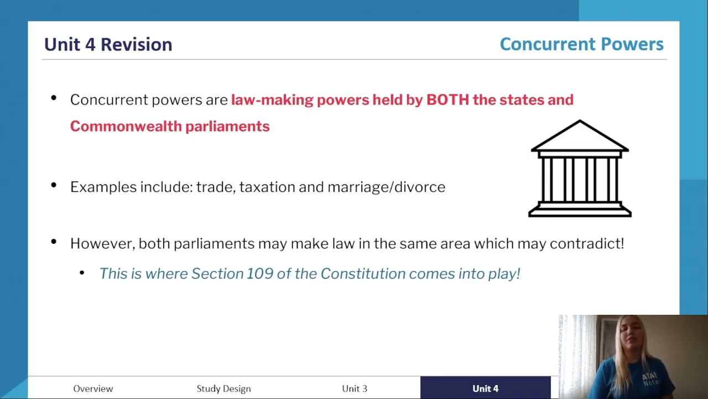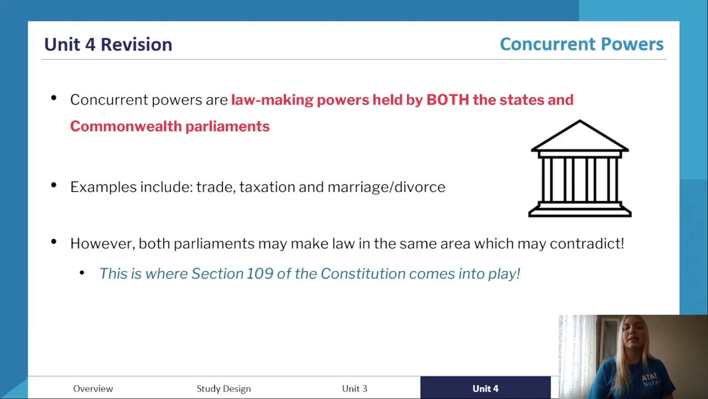Some examples include trade. So consider if you live in Australia, according to Commonwealth law, you have to pay the ATO a certain amount of taxes depending on your income. This applies and is the same to everyone. The brackets are the same. But if you own a house in Victoria, you also have to pay council tax for the land on which your house is sitting. So as you can see, taxation is a concurrent power. And both parliaments may make law in the same area which may contradict.